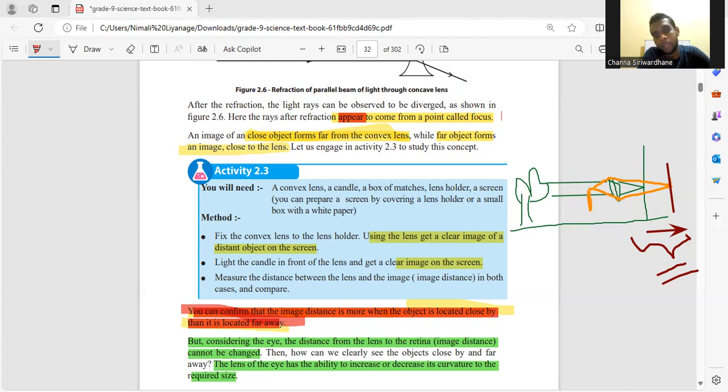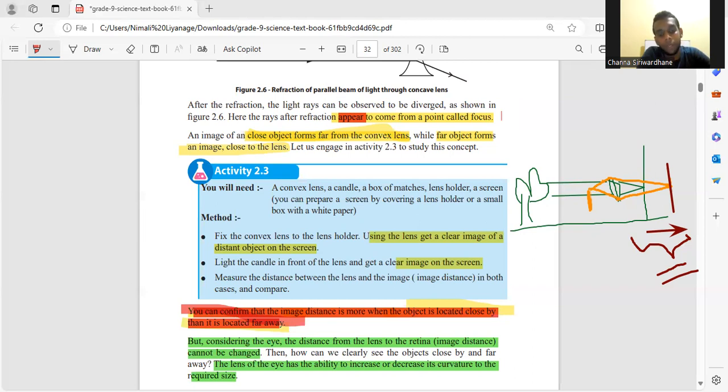Now write this in a separate section. Now our Roman number 1 and Roman number 2 are over. But you have to draw figure 2.6 under Roman number 2, behavior of the light in concave lenses. Then after drawing, you have to write the main points.